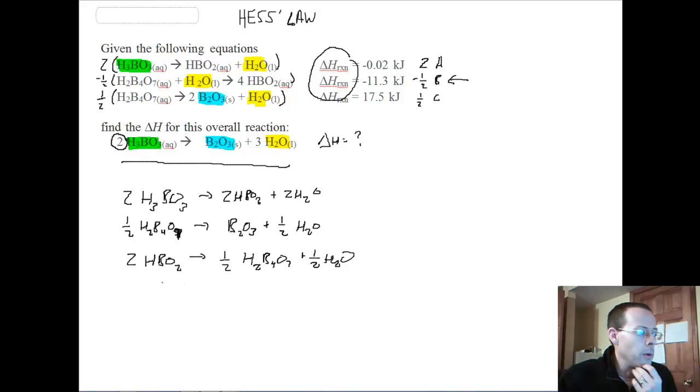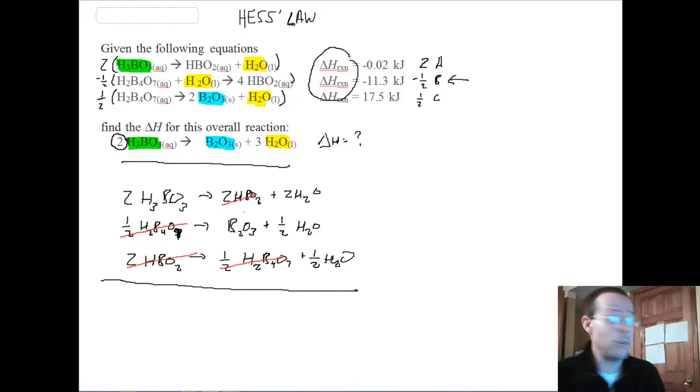Lastly, what we want to do is add everything up here. If stuff's similar on both sides, we're going to cancel it out and see if when we add this up we get our overall equation. So first of all, we're just going to look at this and see if there's stuff that's similar on both sides. Notice I have half an H2BO4 on the left, and half an H2BO4 on the right. So I'm just going to cross those out, because they're not going to end up in my overall equation. Notice I have two HBO2s on the left, and two HBO2s on the right. So again, they're going to cancel each other out as well.